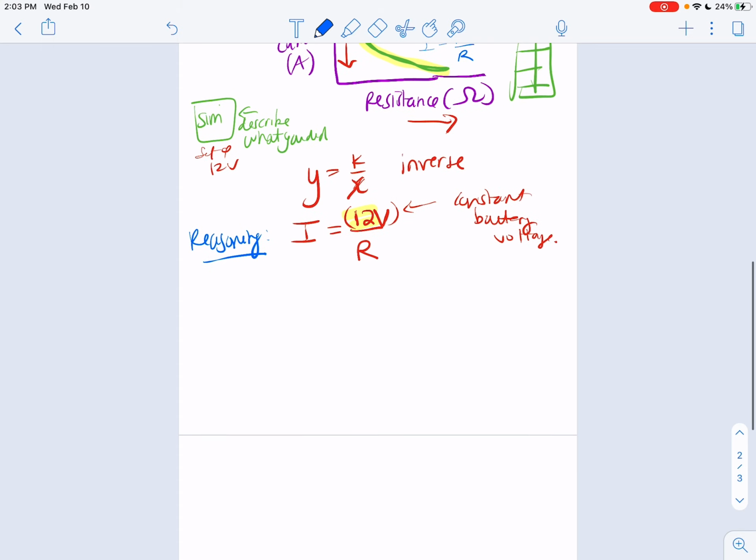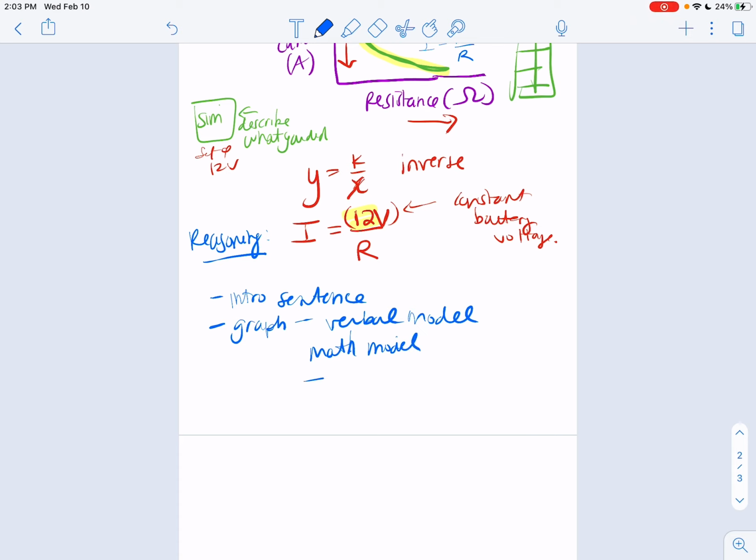So reasoning, same thing. Some kind of an intro sentence. Don't just jump in and throw in a math model or something. Give me some context. Talk about your graph, maybe your verbal model, and then probably give your math model. So I have I equals 12 volts over R. You can say how you got that, or you can just give the math model, which is fine.